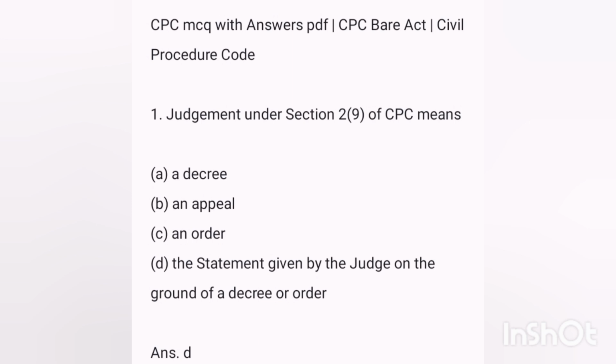CPC Civil Procedure Code MCQ with answer PDF. First question: judgment under Section 2(9) of CPC means. Answer: the statement given by the judge on the grounds of the decree or order.